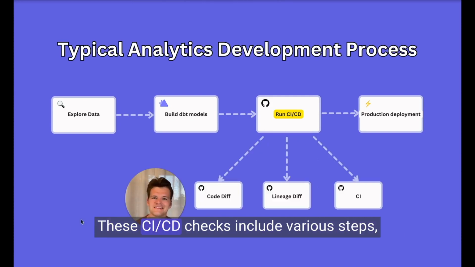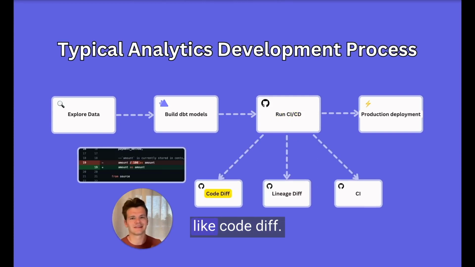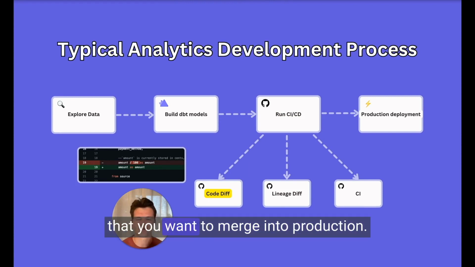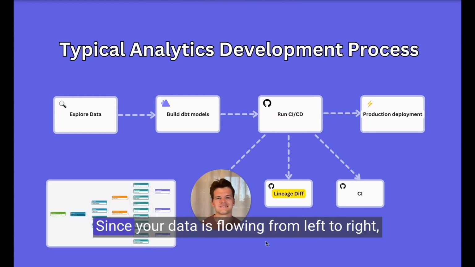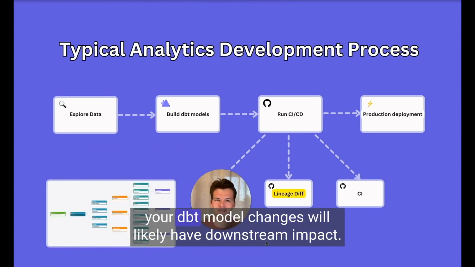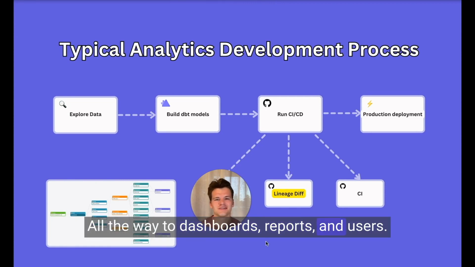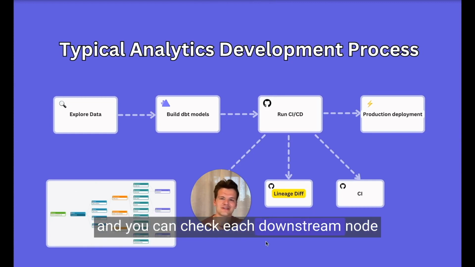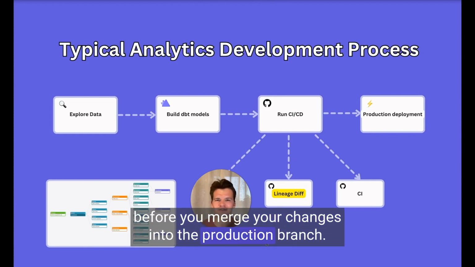These CI/CD checks include various steps, like code diff. This is nothing new. You simply identify and accept the dbt model changes that you want to merge into production, and GitHub manages all of that for you. Next, there's lineage diff. Since your data is flowing from left to right, your dbt model changes will likely have downstream impact, all the way to dashboards, reports, and users. Lineage diff shows you all the downstream nodes that will be impacted, and you can check each downstream node before you merge your changes into the production branch.